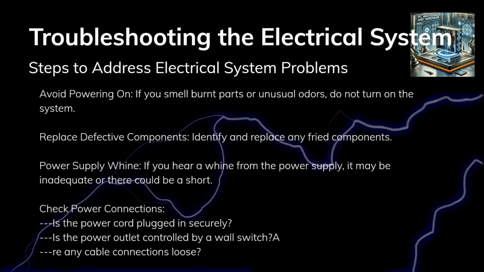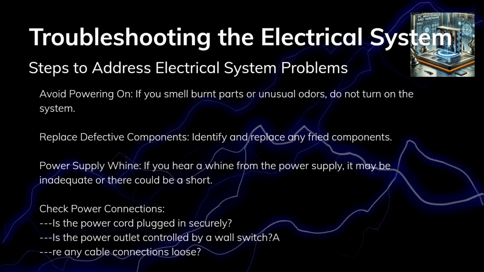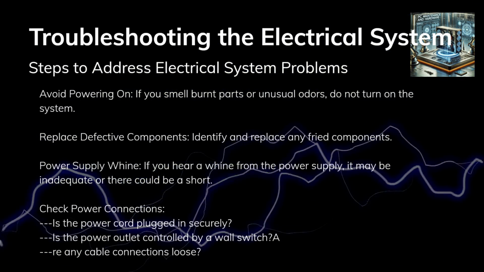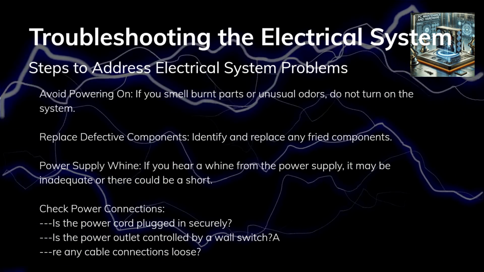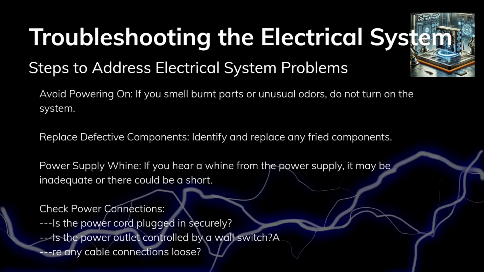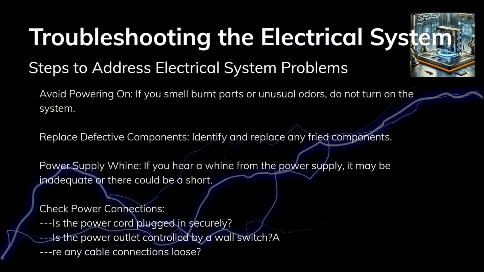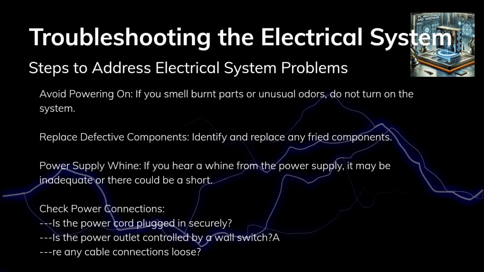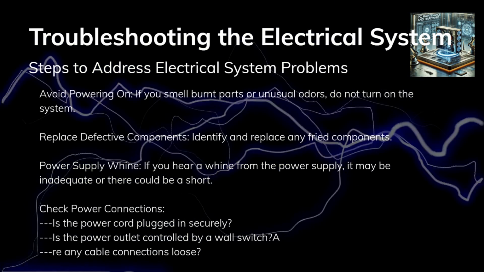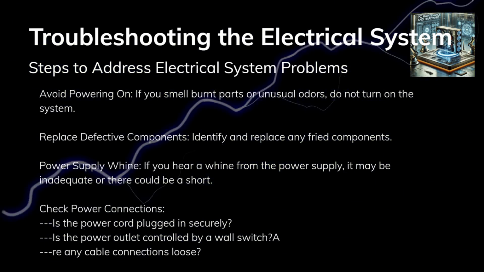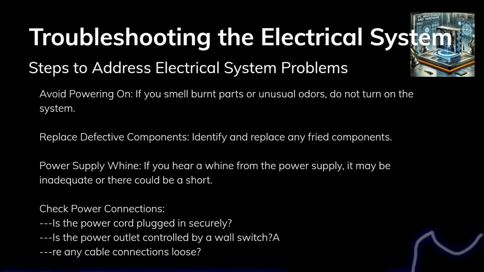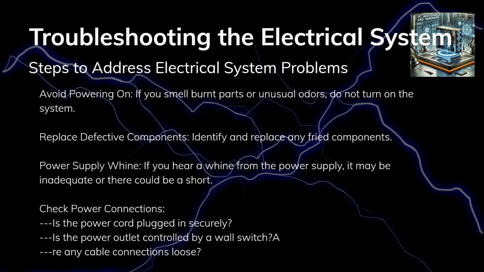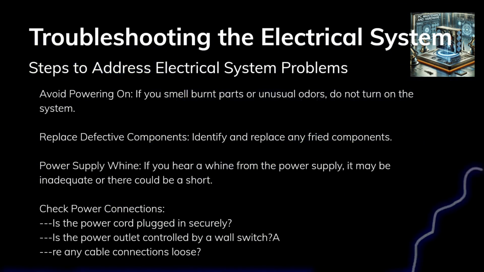When dealing with an electrical issue, here are some key questions and actions to take. If you smell burnt parts or odors, don't try to power on the system. Identify the fried component and replace it. If you hear a whine from the power supply when you plug it in, the supply might be inadequate or there could be a short. Next, check the basics. Is the power cord properly plugged in? Is the outlet controlled by a wall switch? Are any cables loose? And don't forget to check if the circuit breaker has blown.